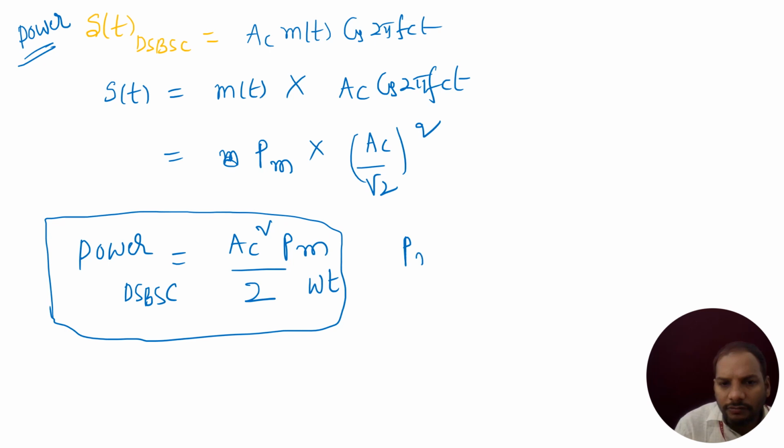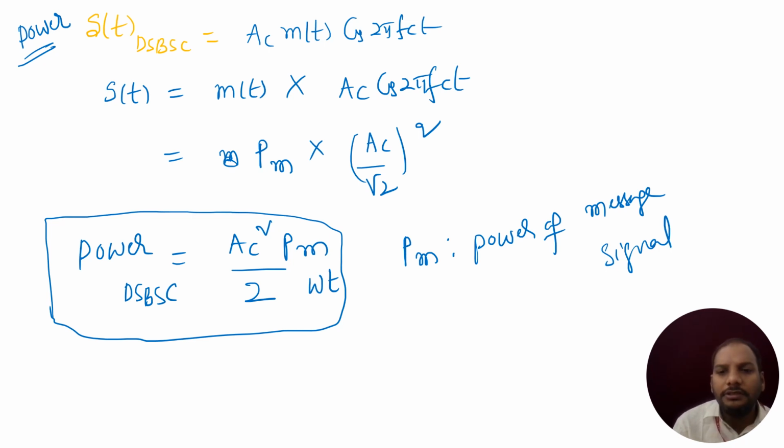So here, what is the value of Pm? Pm is simply the power of the message signal.